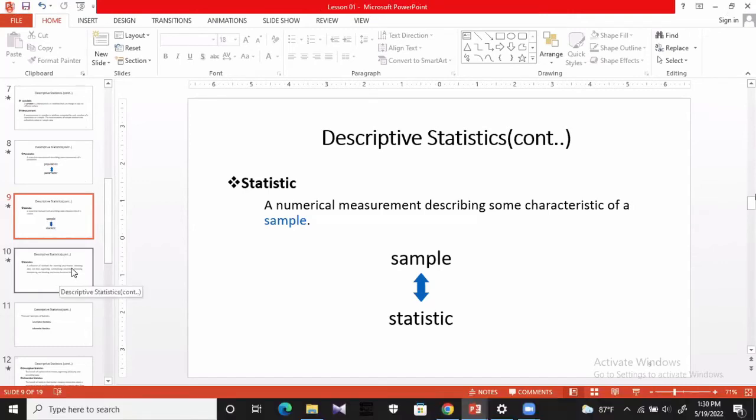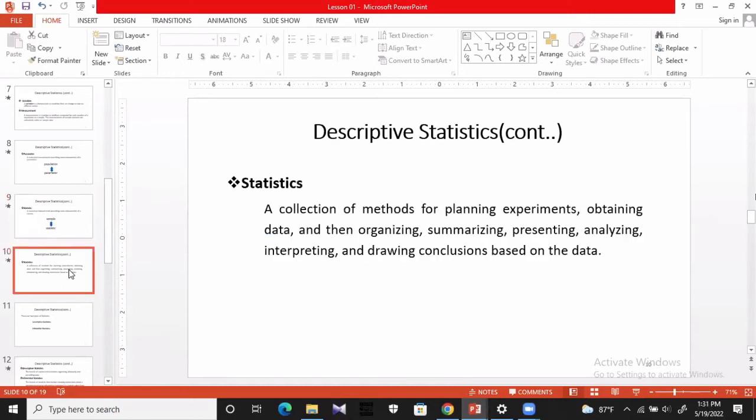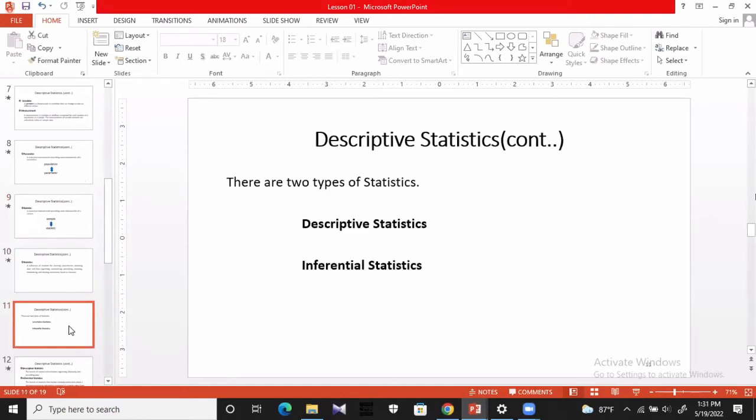Okay. So far, do you have any question? Do you have any question about parameter and statistic? If you do not have any question, I can go forward.